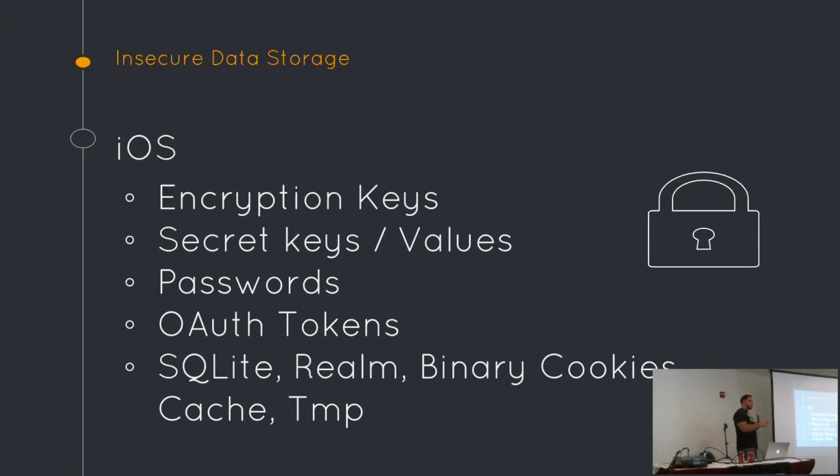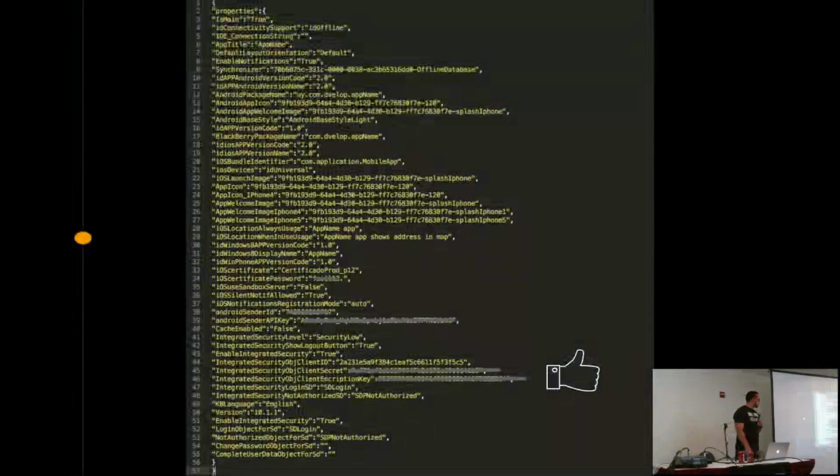So here's an example of an application storing a client secret, client encryption key, client ID, as well as an Android API key for notifications, and the sender ID, all in clear text JSON, right in the application's directory. You don't want to hard code any values, especially for every single app that you're deploying. This is a JSON file, by the way. It's not a plist file or XML file.